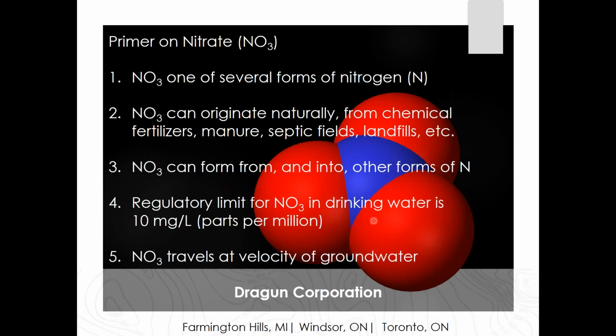The regulatory limit for nitrate is generally 10 milligrams per liter, which is 10 parts per million. And nitrate travels at groundwater velocity. It's not held up by the soil at all. So if we know the groundwater flows at 4 feet per year, nitrate will move at 4 feet per year.